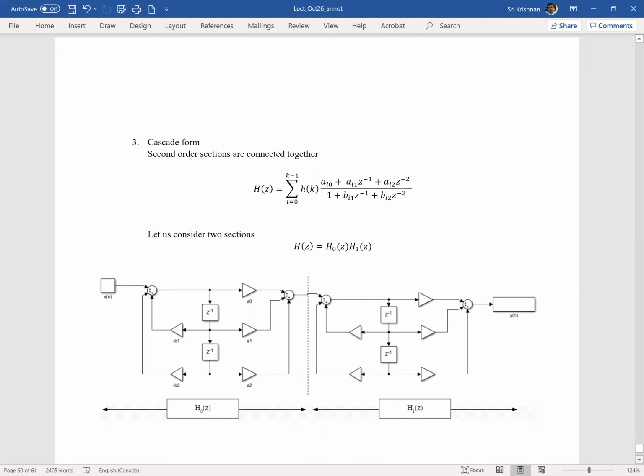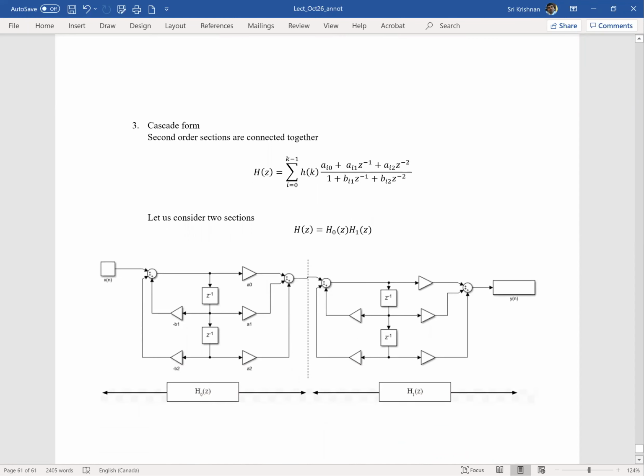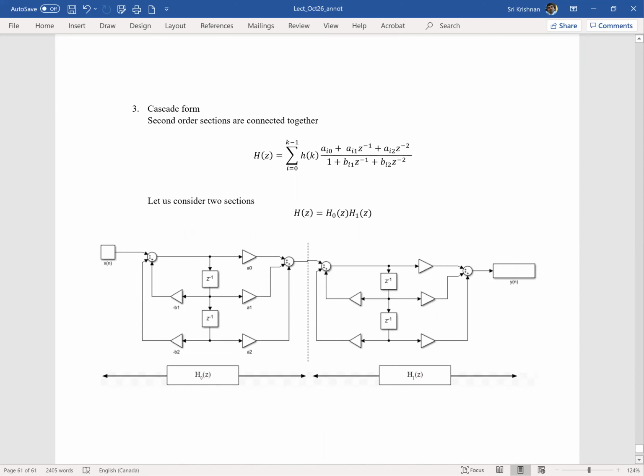One such structure is called the cascade form. What the cascade form allows us to do is that basically it has these various sub blocks, and they are all cascaded to each other, as the name indicates.